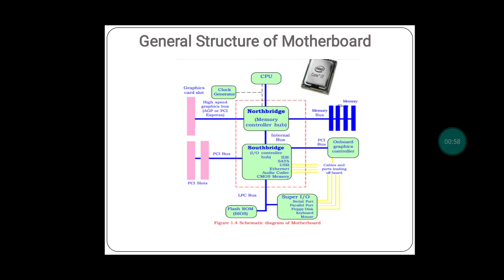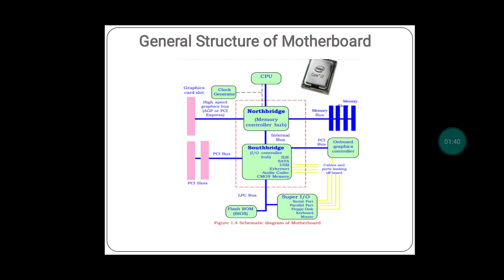North bridge is connected to CPU, memory bus, AGP, PCI slots. The work of north bridge is to control the high speed components of the computer. Coming to the south bridge, it controls the slower speed components of the computer. South bridge is connected to PCI buses, input output ports. PCI bus controls the graphic controllers, LPC buses, that is flash ROM or BIOS.